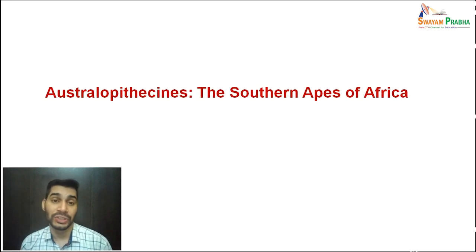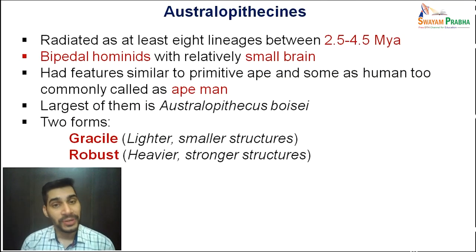The next group which we are going to discuss, which is very interesting because it was surely bipedal and it was surely the hominin lineage, is called the Australopithecines, or the southern apes of Africa. Australopithecines radiated as at least 8 different lineages between 2.5 to 4.5 million years ago. They were bipedal hominids with relatively small brain. They had features similar to primitive apes and some as human too, and they were commonly called ape man because they had features matching both the primitive ape as well as the humans.